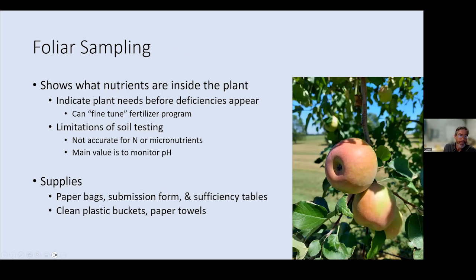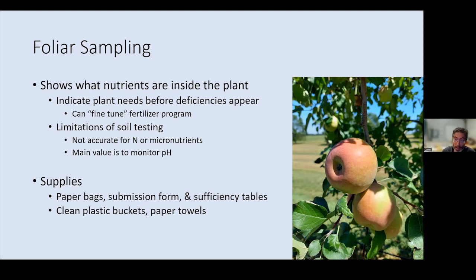Okay, foliar sampling shows what nutrients are inside the plant. It indicates what plant needs are before deficiencies appear and can be used to fine-tune the fertilizer program to optimize yield and growth and plant health. And it overcomes the limitations of soil testing in an established planting, which is, again, not accurate for nitrogen or the micronutrients. The main value of soil testing in an established planting is to monitor pH.